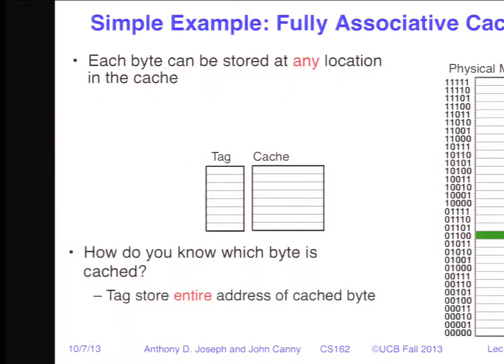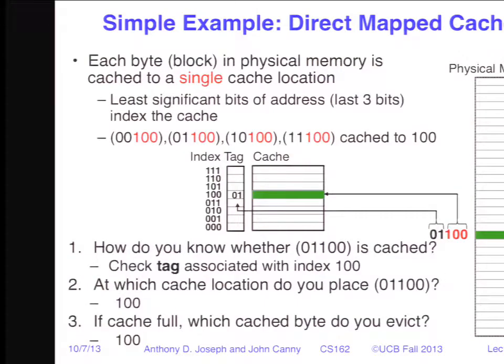Now, how do we know which byte is cached? Well, the tag is storing the entire... one other thing. When the cache is full, which cache byte do we evict? And that will, again, be 100. All right. So that's direct mapped.